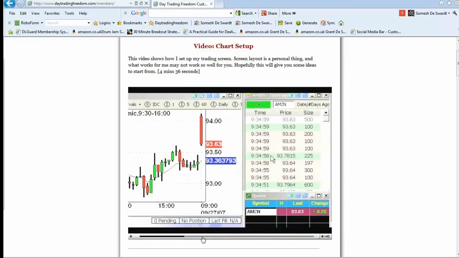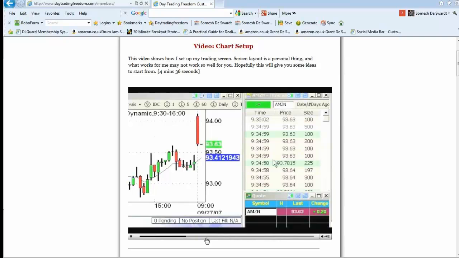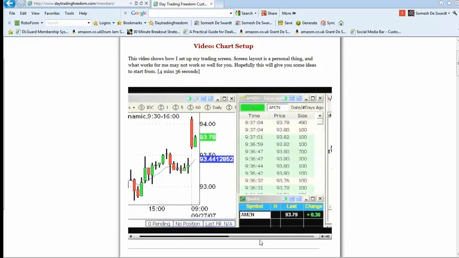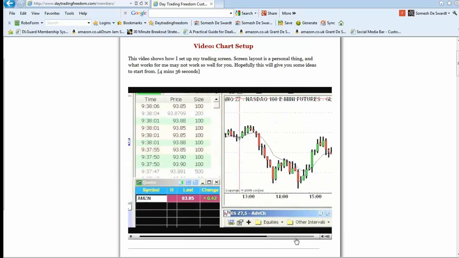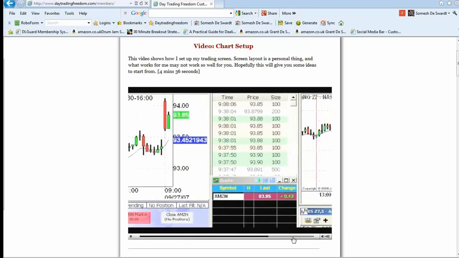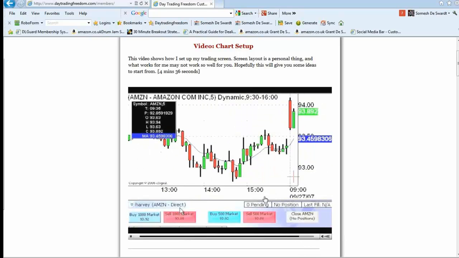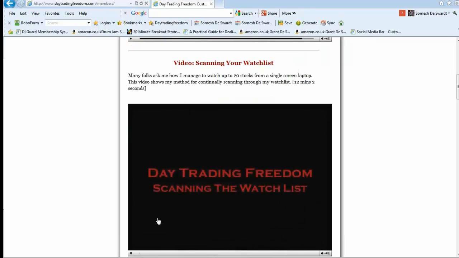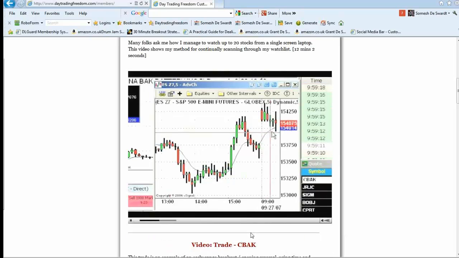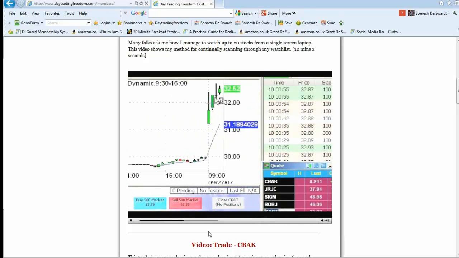So he gives you all the details of his strategy, how he uses time and sales, and his futures, how he looks at the futures. Okay, he also shows you how he does his scanning. Similar story, but not quite the same. This has gone straight up and did a bit of a down move here.